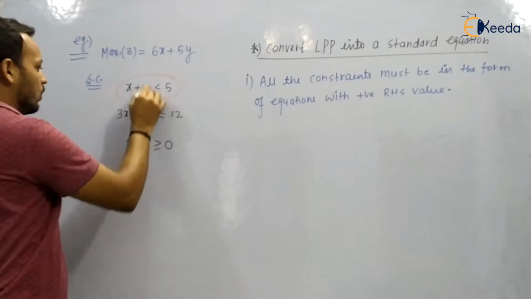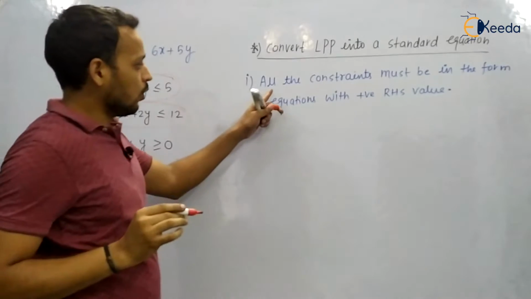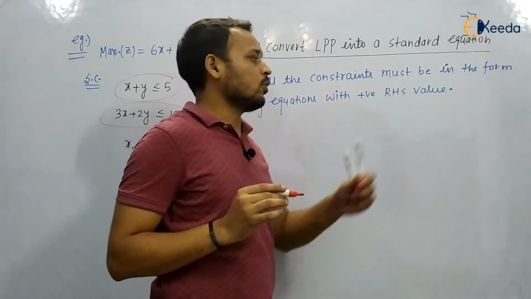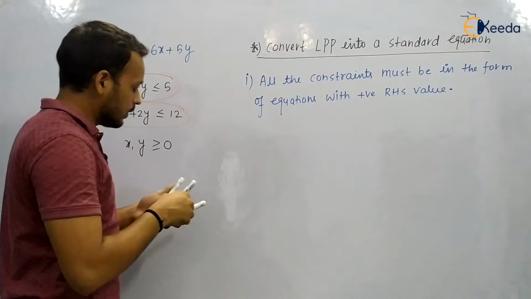So you can see that the constraints are in the form of inequality. So this is not a standard. What we have to do: all the constraints must be in the form of equations with positive RHS value. So we have to convert these constraints into the form of equations. How are we going to do it?